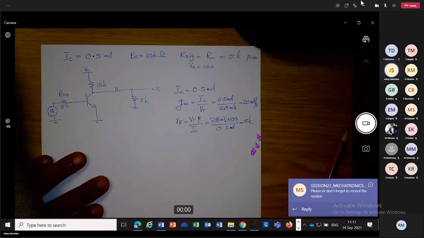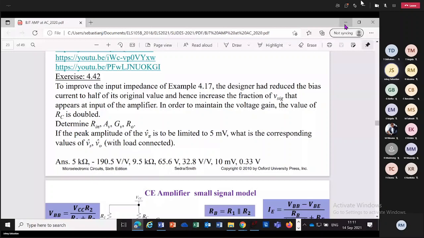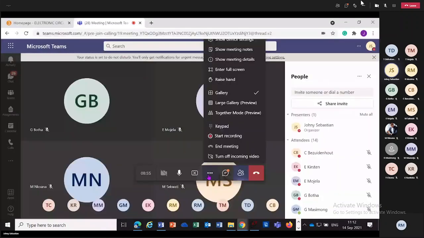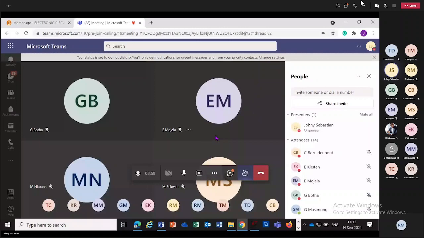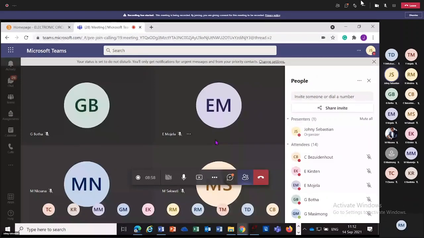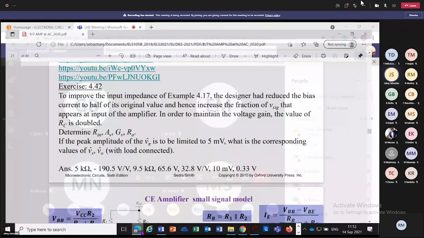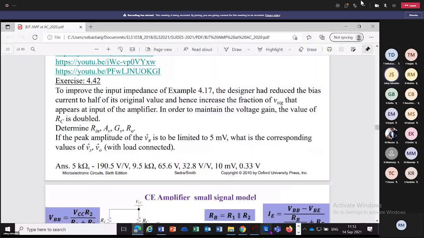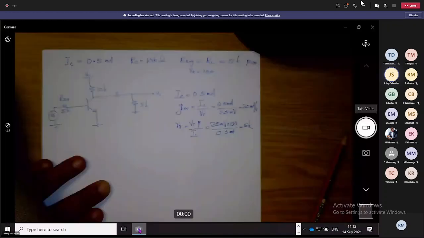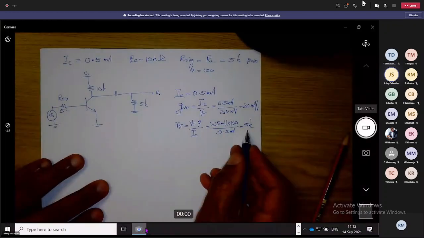okay. If I have to go into recording, I have to close everything. Okay, we have start recording, and now I need to go and find the camera. Good. So we got R pi 5K.